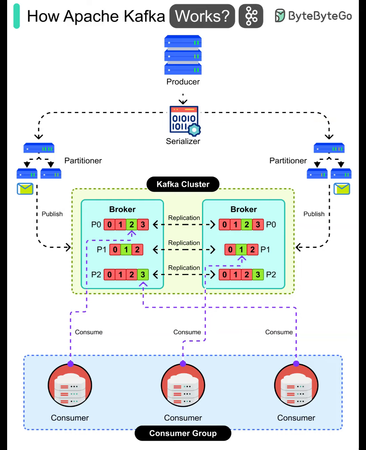The combination of producers, partitioners, brokers with replication, and scalable consumer groups is what enables organizations to reliably stream and process massive amounts of data with high availability and strong guarantees.